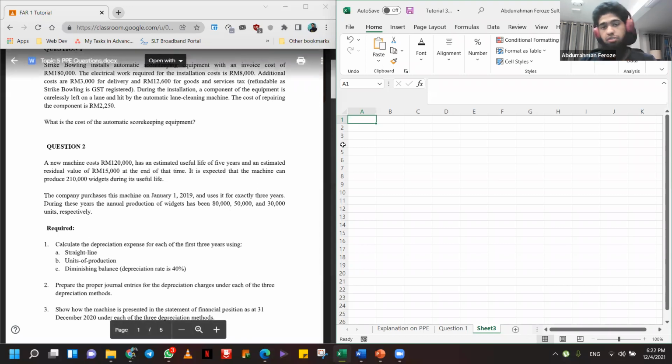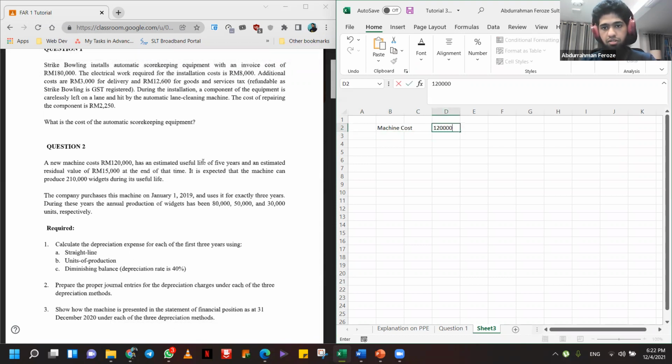Let's first, when you have a question, write down the important information. First, machine cost is 120,000. Then residual value, 15,000. Widgets, useful life, production.